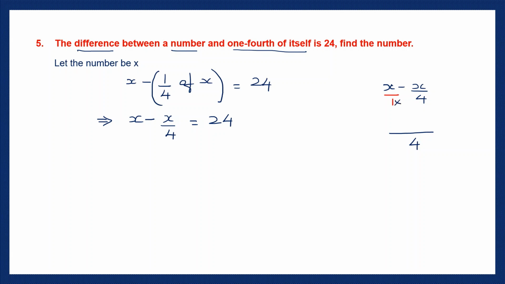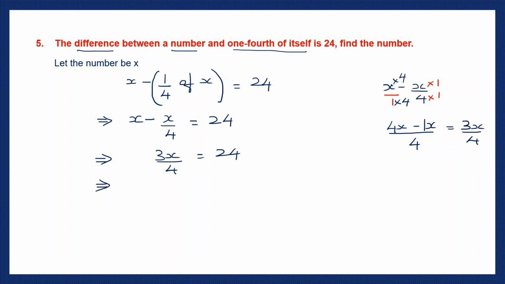So let's do this 1 into 4. So x also into 4 is 4x minus, now here we have 4. 4 ones are 4. So x into 1 is x. So 4x minus 1x. 4 minus 1 is 3. So 3x by 4. So here we can write that 3x by 4 equals 24.